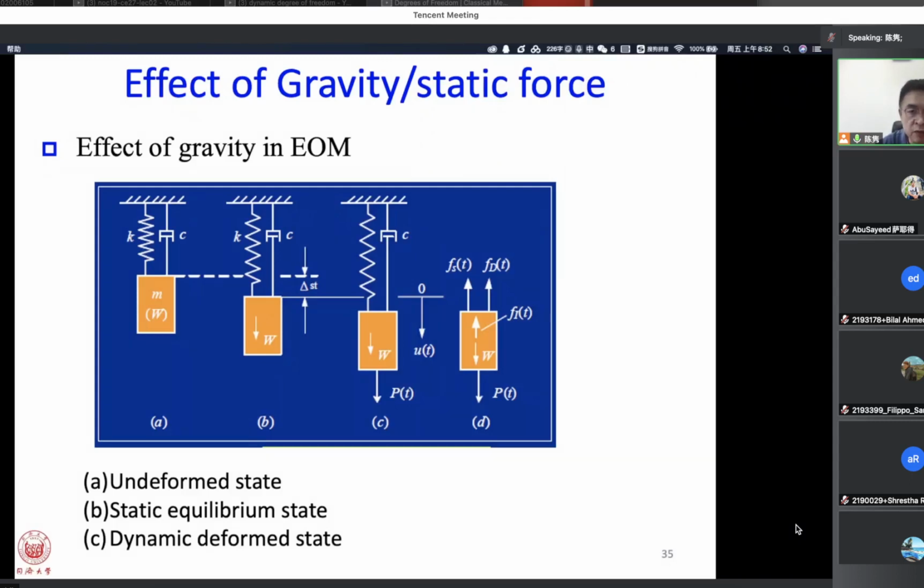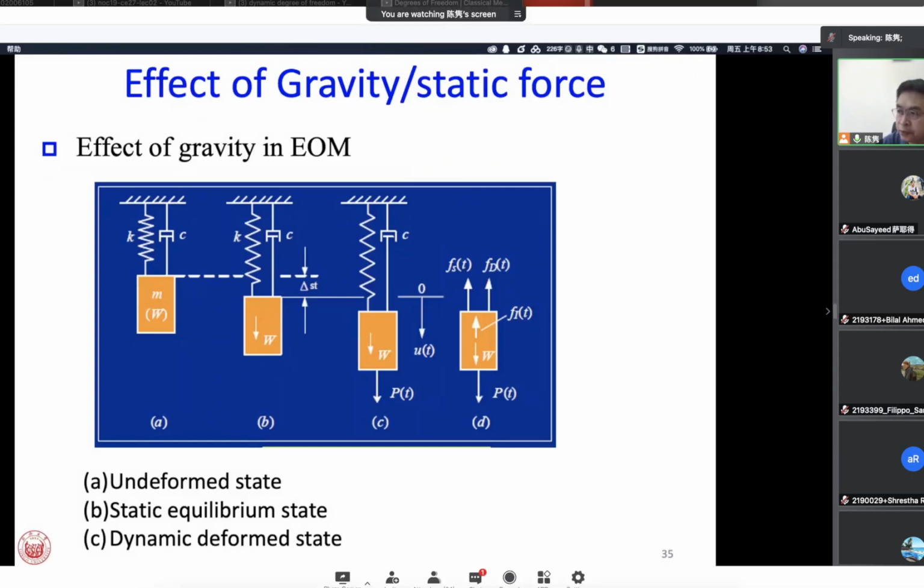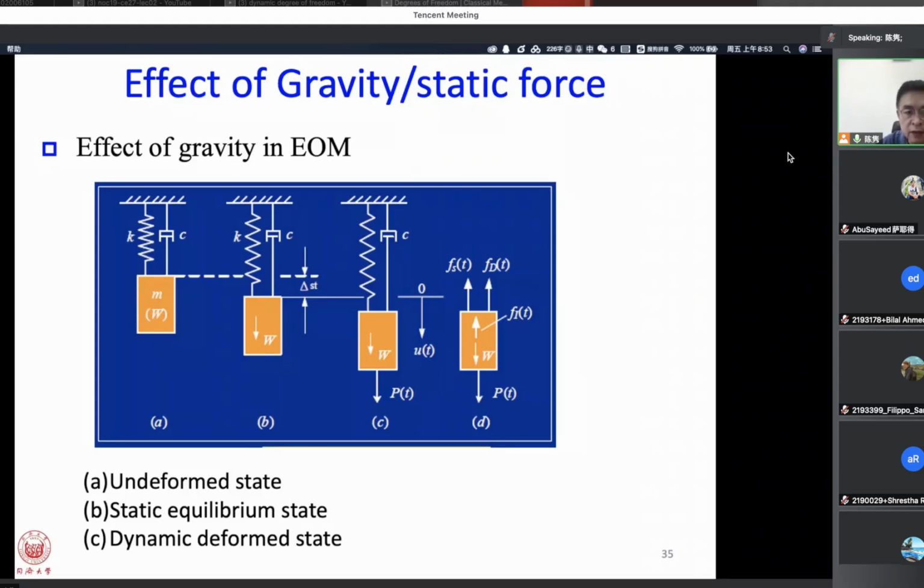And because this is a static problem, this deformation, delta st shown here, should be equal to what? Anyone? mg over k. Yes, it should be W divided by k. So it should be W over k, because it's a static one, like F equals k times x.